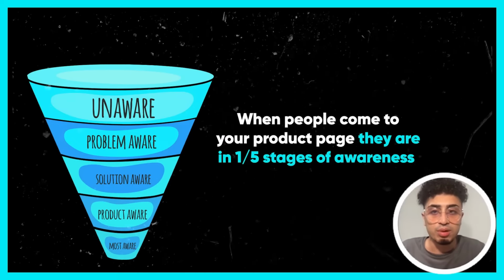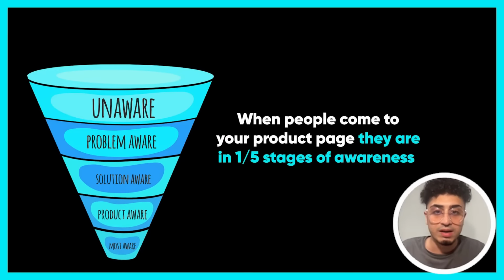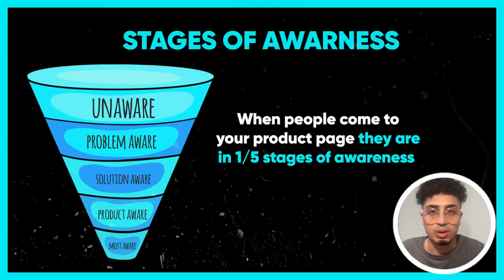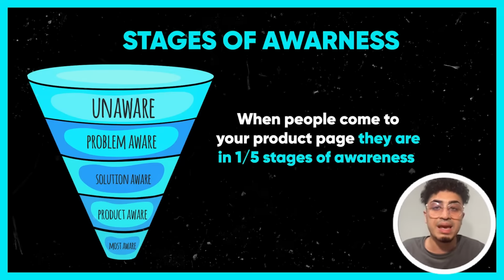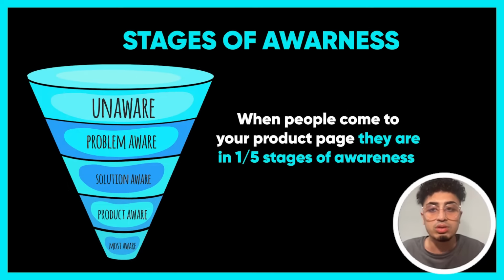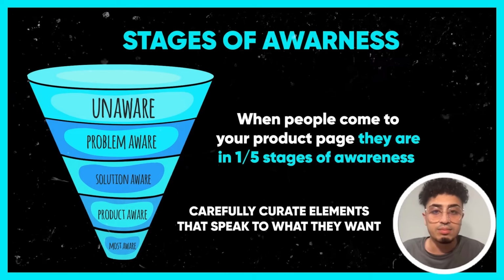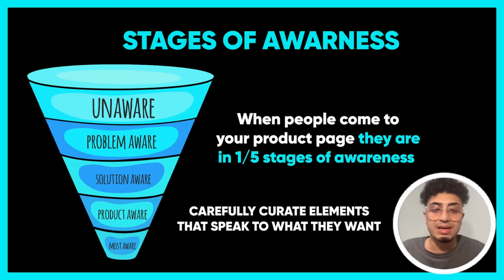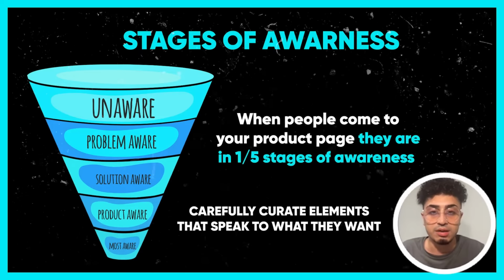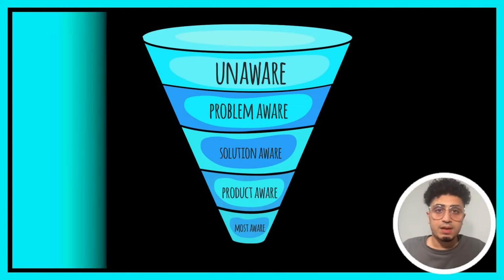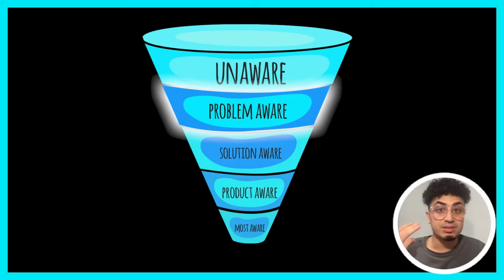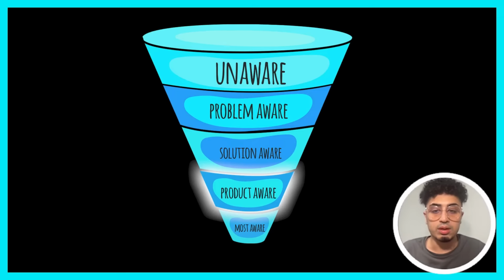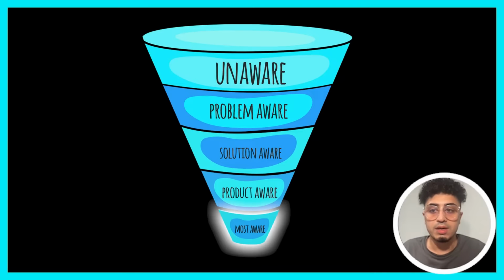Now, when people come to your product page, they are in one of 5 stages, and we call these the stages of awareness. I use a formula called upside, and I'll break this formula down slightly. Dependent on where your audience is, you need to carefully curate the elements that speak to what they want and need to see to take the action you desire. Now, let's get into the formula itself. The 5 stages of awareness are as follows: unaware, problem aware, solution aware, product aware, and excited and most aware.